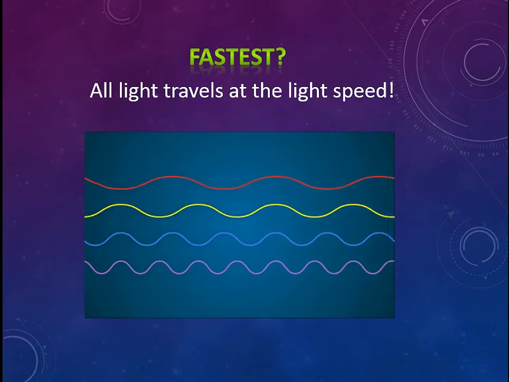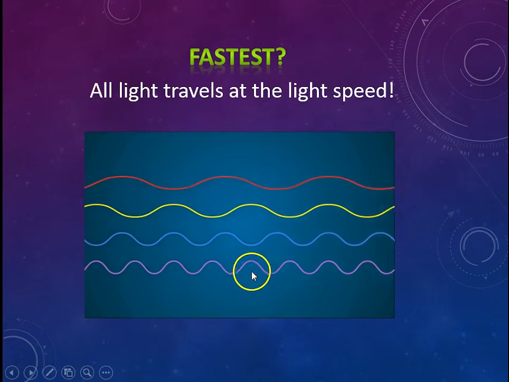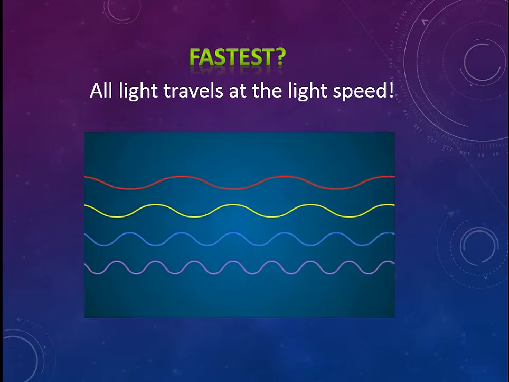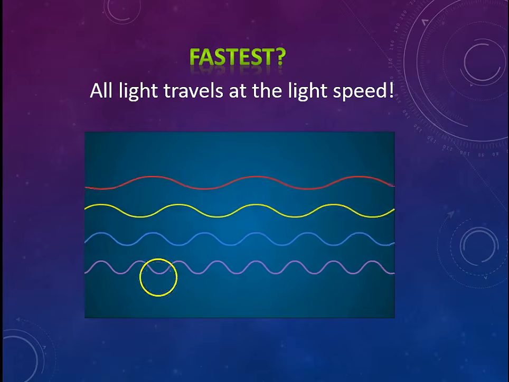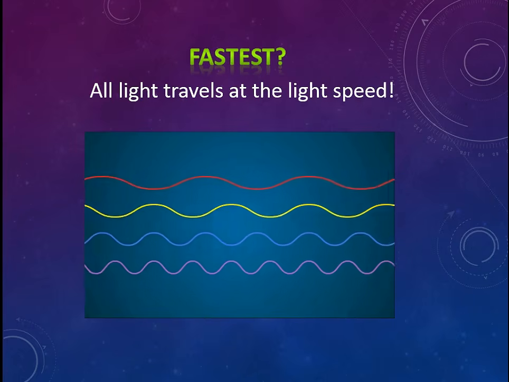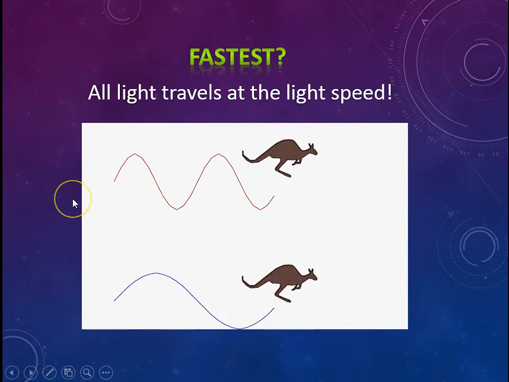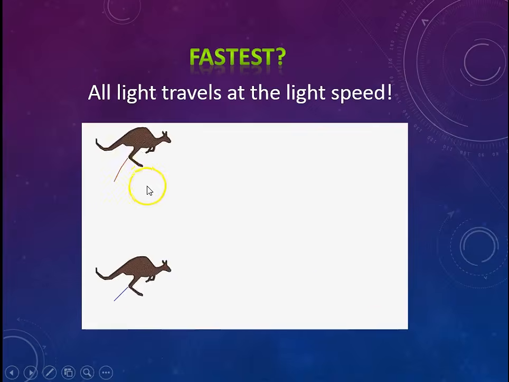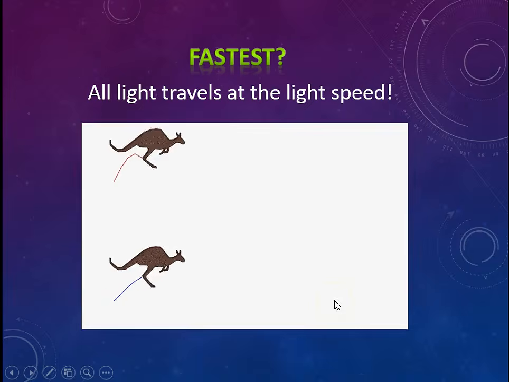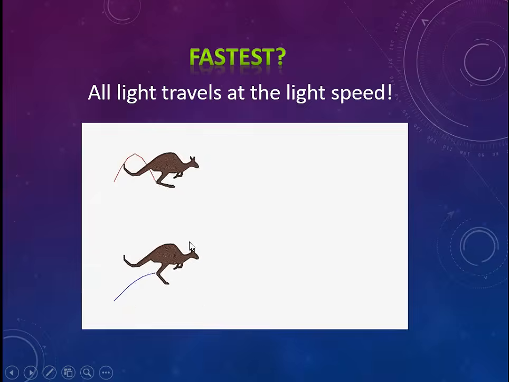I didn't mean it to be a trick question, but sometimes students do get tricked and they say that this wave here down on the bottom is going to be the fastest wave because it has the most energy, while that actually isn't true. All light, no matter what the energy in it, travels at the same speed, and we call that light speed. Here's an example that I think is kind of helpful. We have two kangaroos hopping. The one on the top makes a lot more hops, but yet it travels at the same speed as the one below it. The difference between the two is the speed at which they hop, not the speed at which they travel.